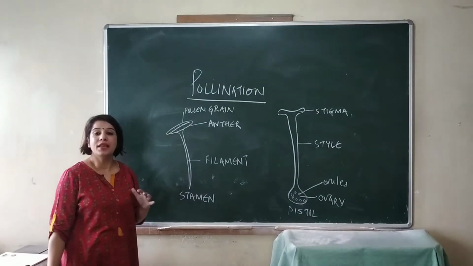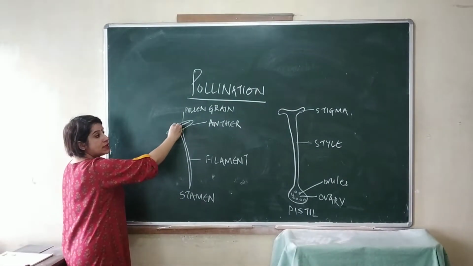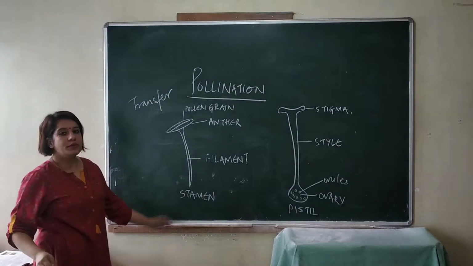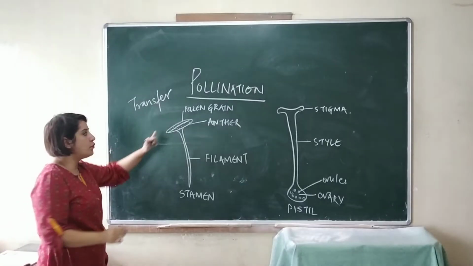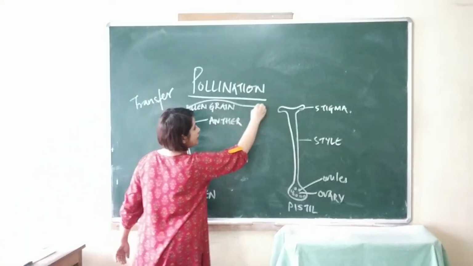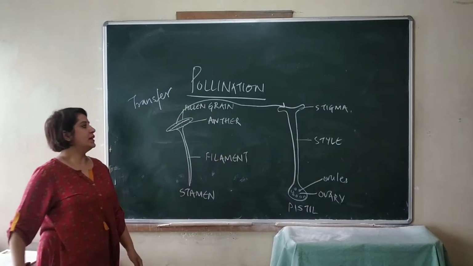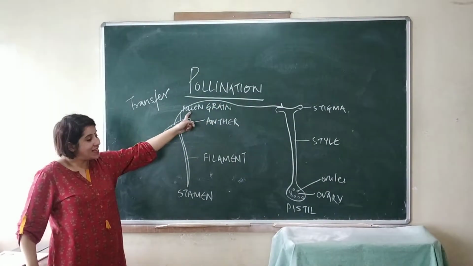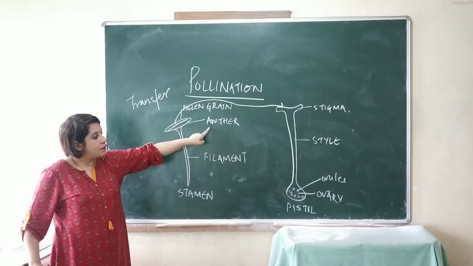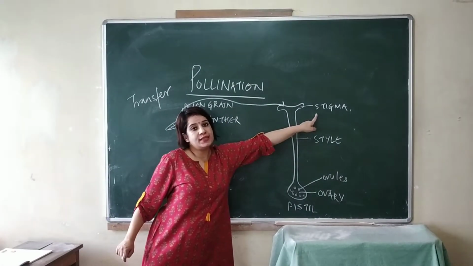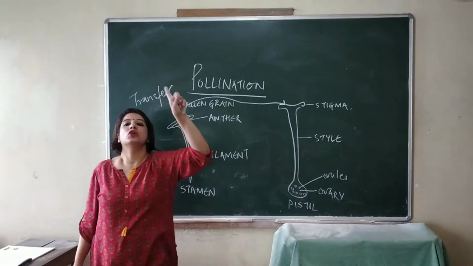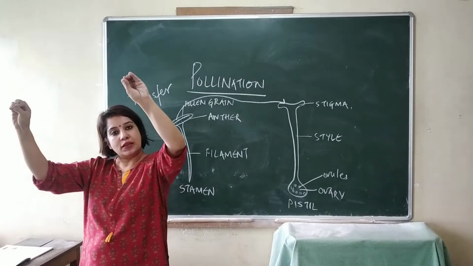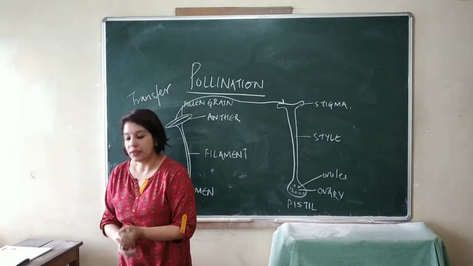Now, what is pollination? The transfer of this, that means to pass on. So the transfer of pollen grains from the anther to the stigma of a flower is known as pollination. The transfer of pollen grains from the anther to the stigma of a flower is called pollination.